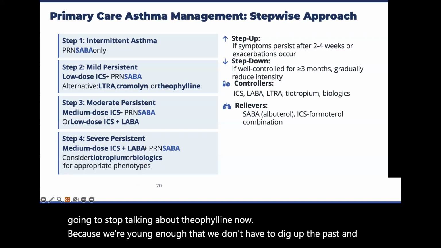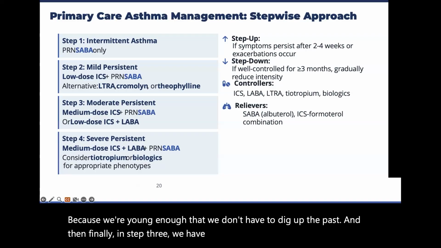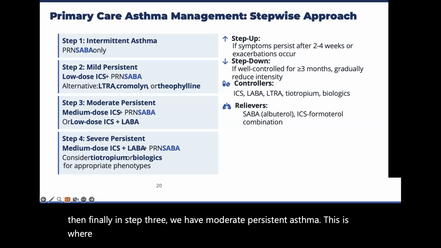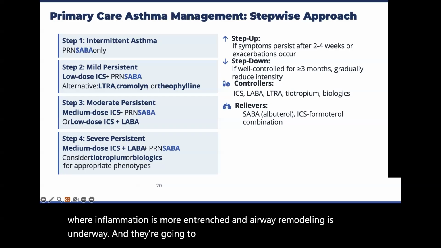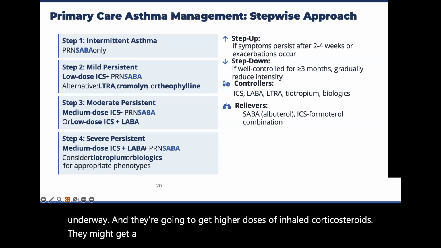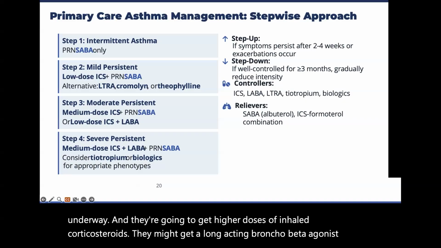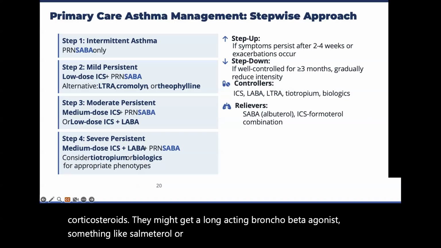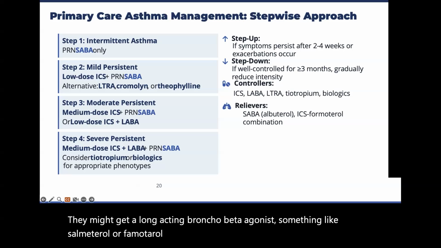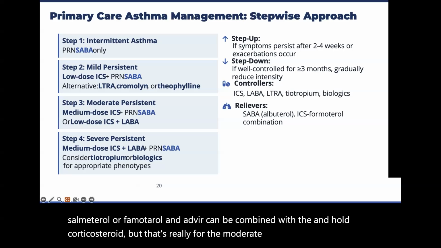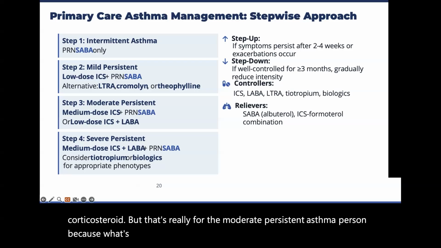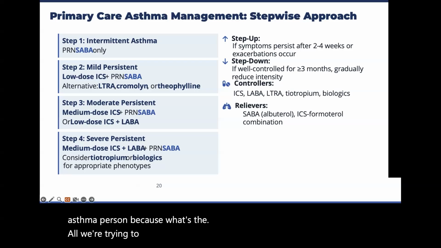And then finally, in step 3, we have moderate persistent asthma. This is where inflammation is more entrenched and airway remodeling is underway, and they're going to get higher doses of inhaled corticosteroids. They might get a long-acting beta agonist, something like salmeterol or formoterol. And Advair can be combined with the inhaled corticosteroid, but that's really for the moderate persistent asthma person. Because what's the goal? We're trying to prevent airway remodeling.